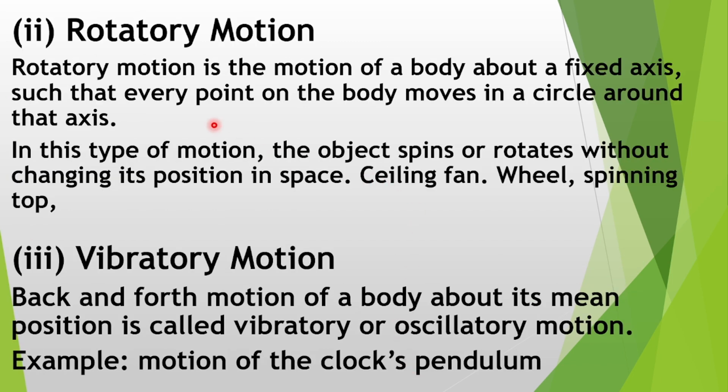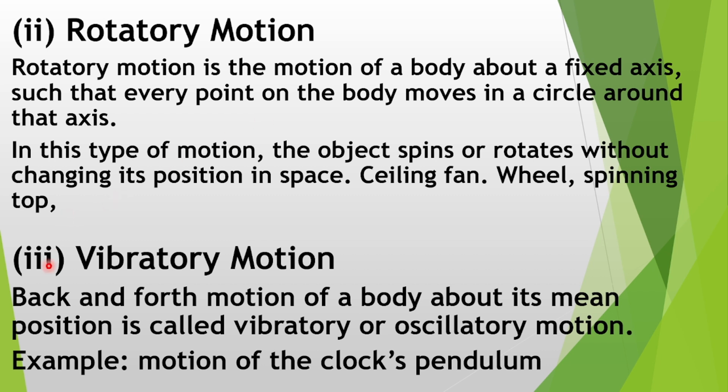Rotatory motion. Rotatory motion is the motion of a body about a fixed axis, such that every point on the body moves in a circle around that axis. In this type of motion, the object spins or rotates without changing its position in space. Ceiling fan, wheel, and spinning top are some examples of rotatory motion. So, in rotatory motion, there must be a fixed point about which the body is rotating or spinning.